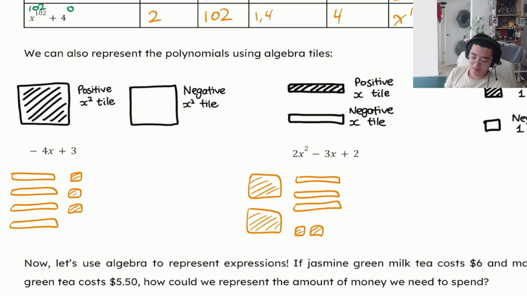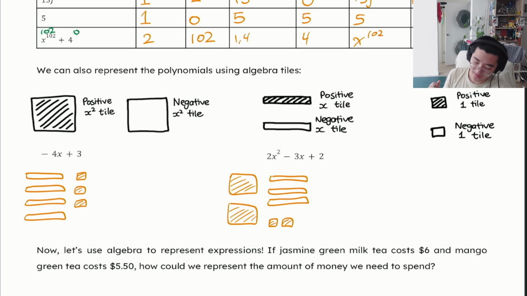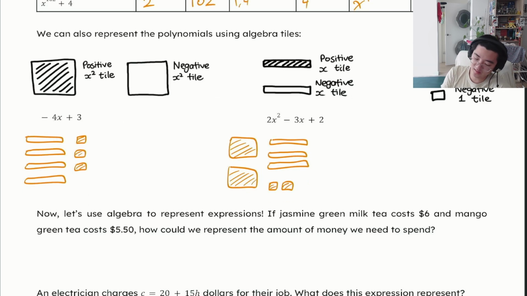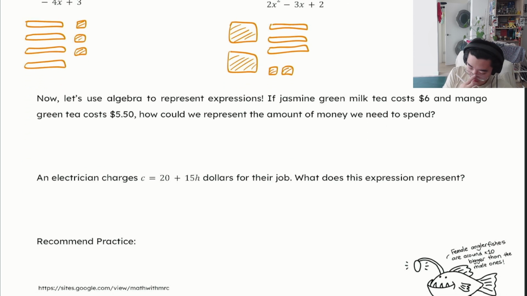Now, very last step. Why do we actually care about this? I mentioned earlier that math is the language, and this is how we can use it. Say we have jasmine green milk tea, that's $6, and mango green tea, that's $5.50. How can we represent the amount of money that we need to spend to buy both of those drinks?